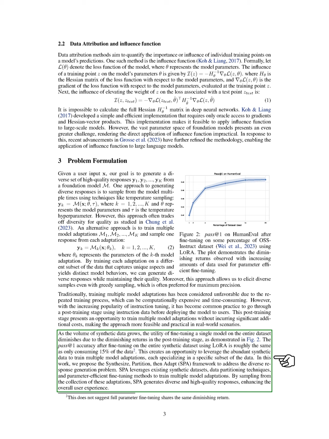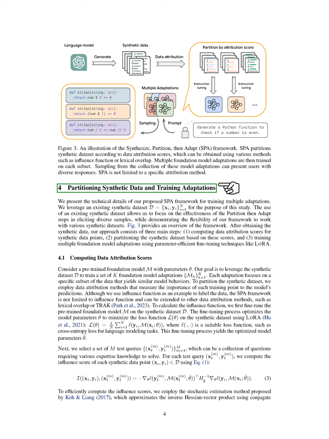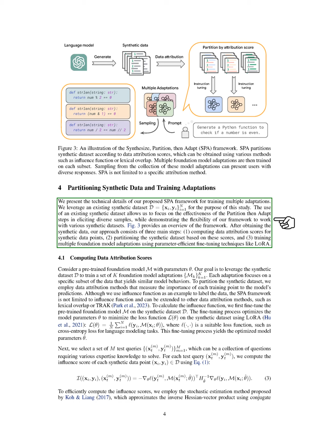Section: Partitioning synthetic data and training adaptations. In this section, we present the technical details of our proposed SPA framework for training multiple adaptations. We utilize an existing synthetic dataset, which consists of pairs of input and output data, to focus on the effectiveness of our partition then adapt steps in generating diverse samples. This also showcases the flexibility of our framework to work with various synthetic datasets, as illustrated in the accompanying figure.